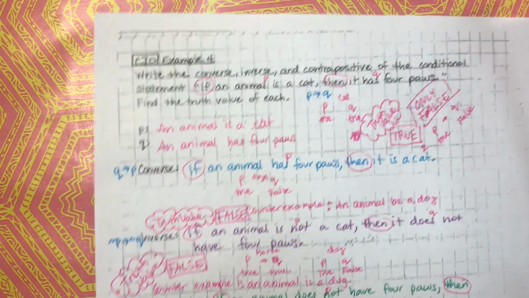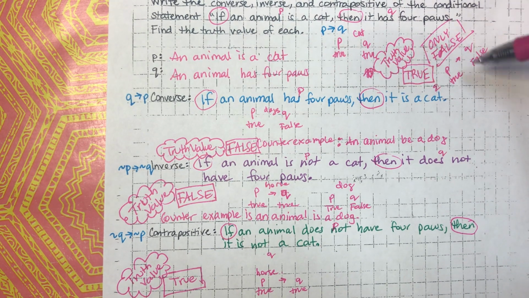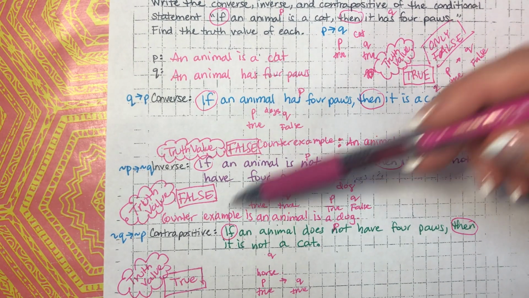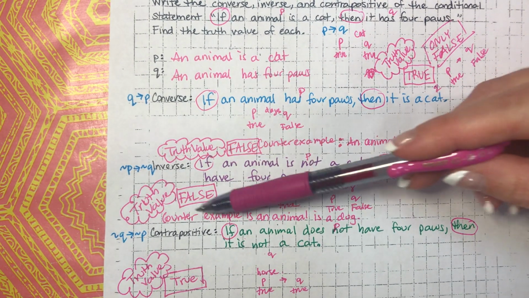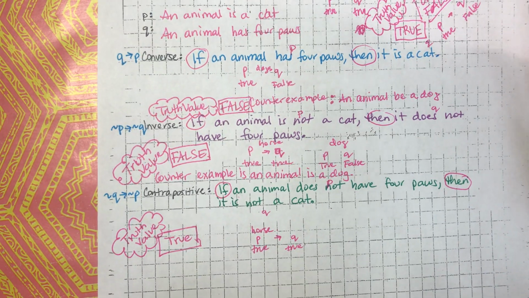So there, that's what you're going to have to do for your homework. You're going to have to write the hypothesis and the conclusion, the converse, the inverse, the contrapositive, the truth value, and if it's false, say the counterexample why.